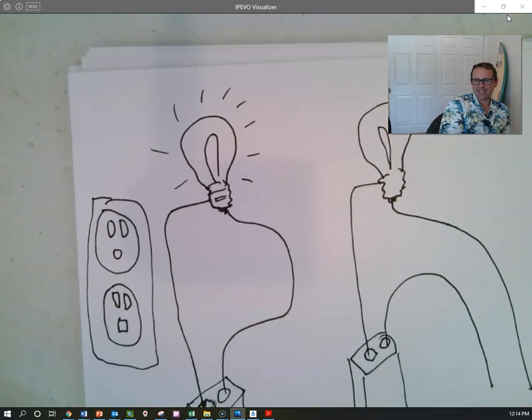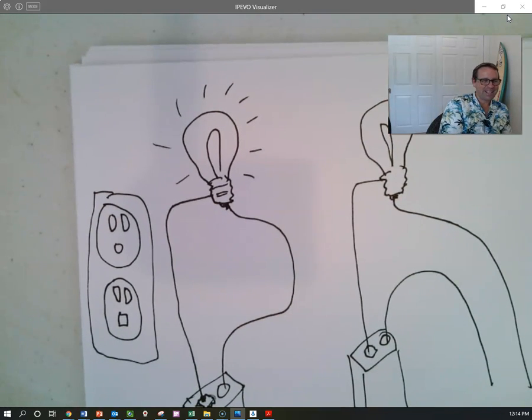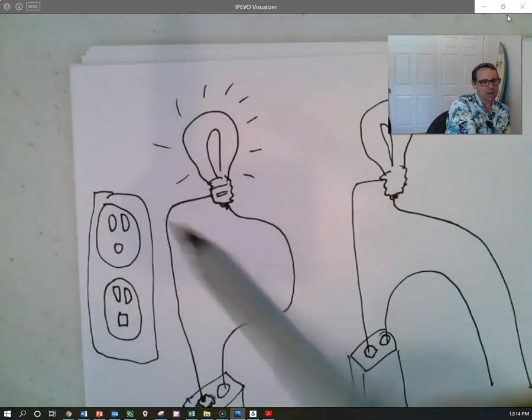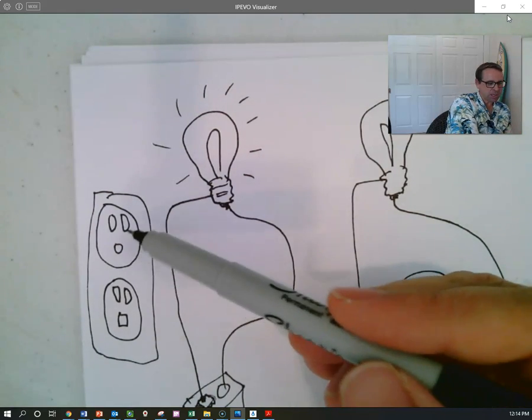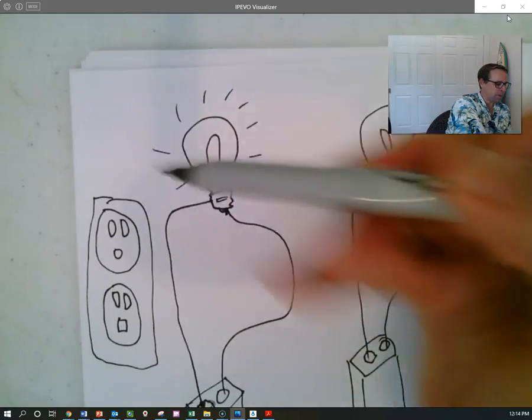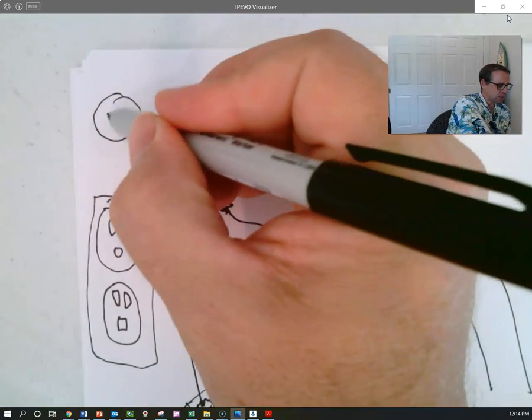Oh, okay. What is it? The outlet. Yeah, it's an outlet. Kind of a poor drawing there. It looks like ghosts or something. But this is an outlet. And you remember in the olden days, the outlets used to just look like this, right?